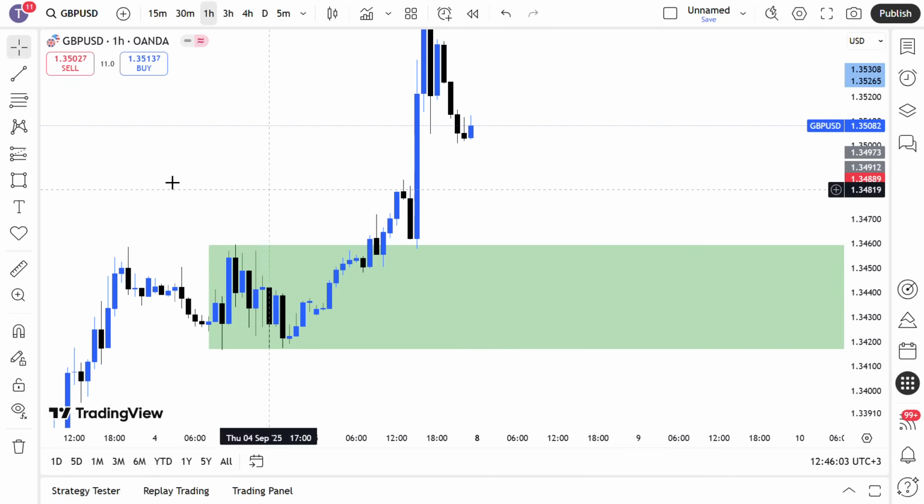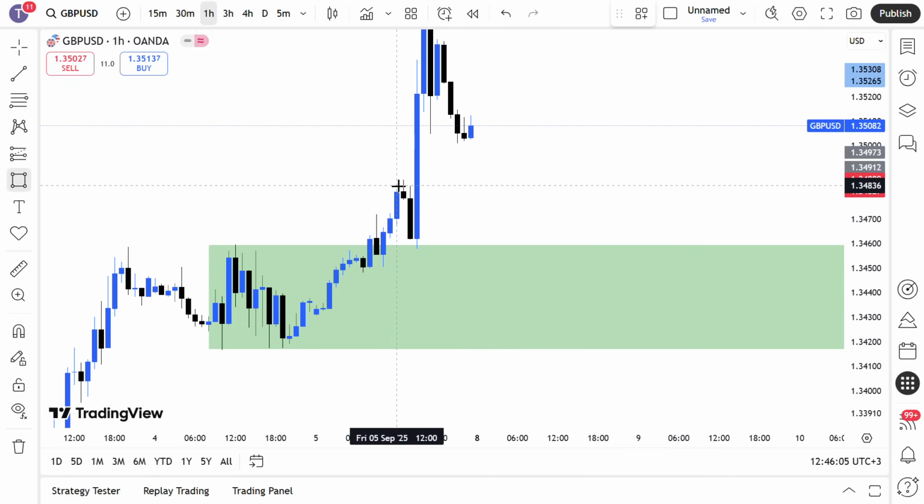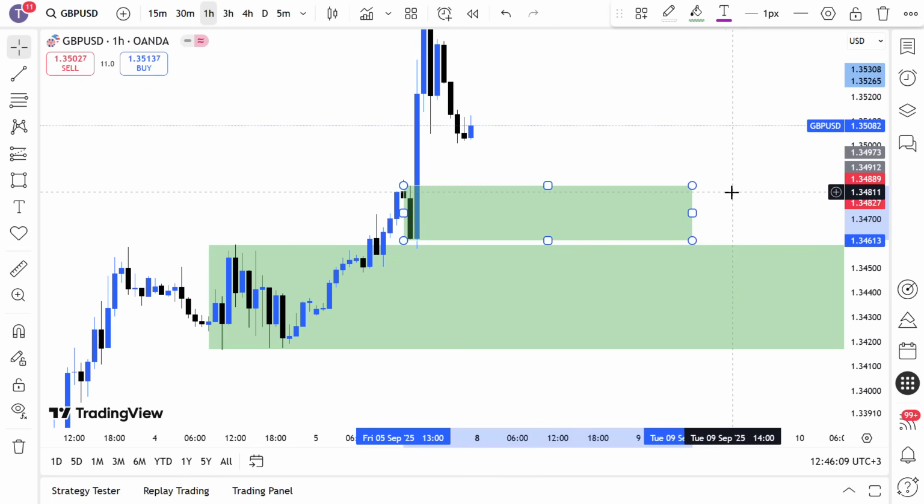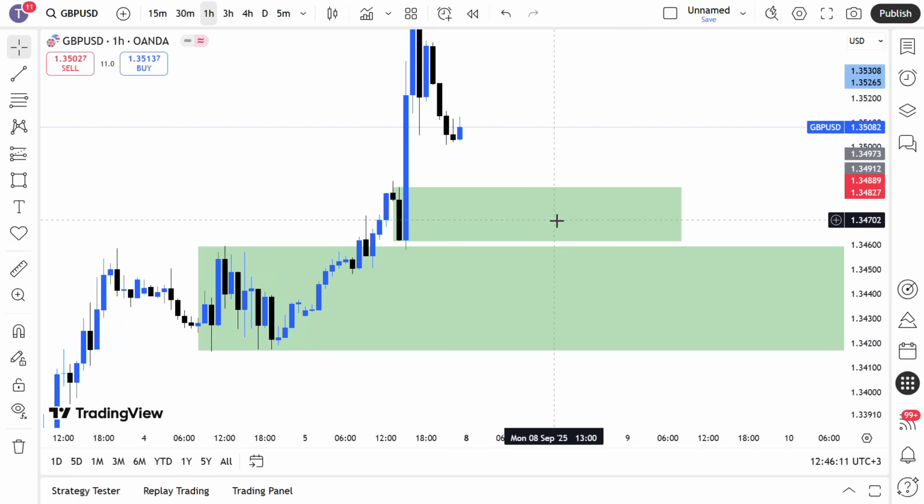So I will not be drawing this order block. We have this 1 hour order block, but I don't expect the market to be reacting from there. But we will see what happens. If the market reacts from this order block, that means we should have a good confirmation before we take any trade to the upside.